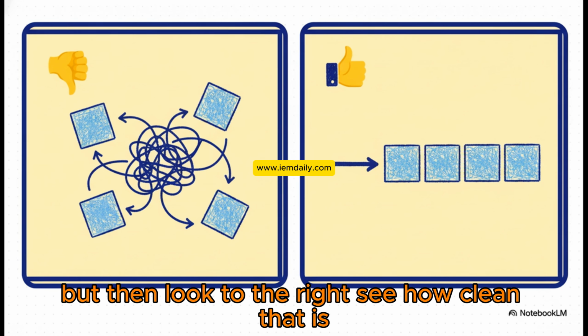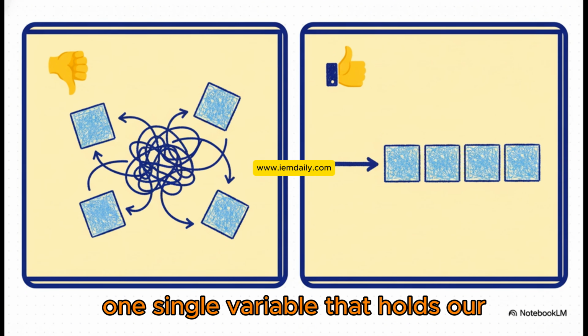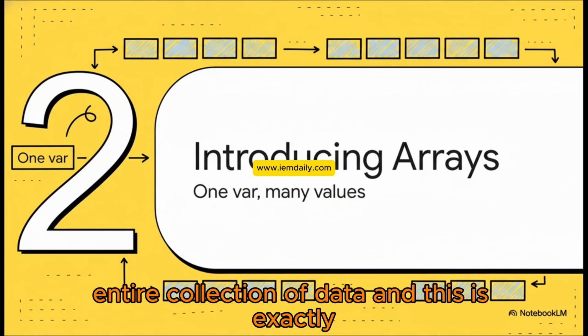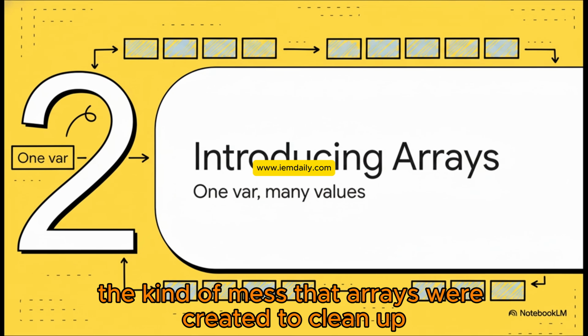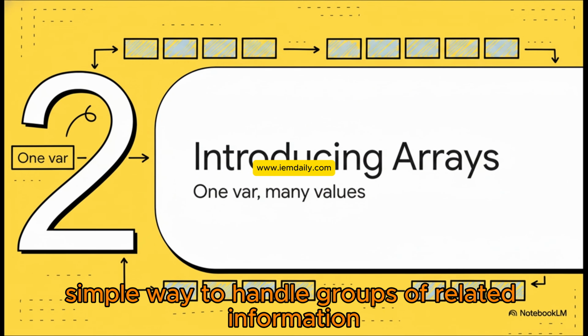But then, look to the right. See how clean that is? That's the elegant solution, an array. One single variable that holds our entire collection of data. And this is exactly the kind of mess that arrays were created to clean up. They give us a really structured, simple way to handle groups of related information.